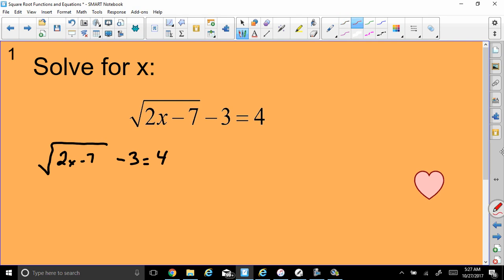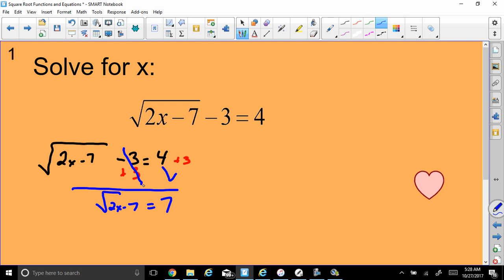So the first thing I'm going to do is get everything to the right side that will help me isolate the radical. So I'm going to add 3 to both sides. So I'll have the square root of 2x minus 7, and that equals 4 plus 3, which is 7.